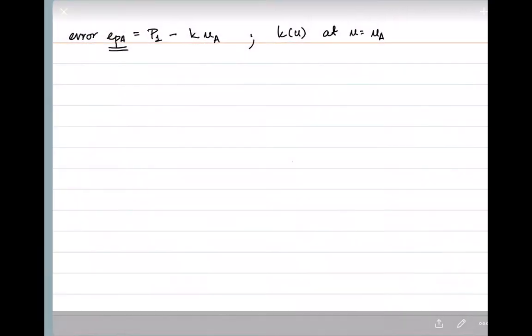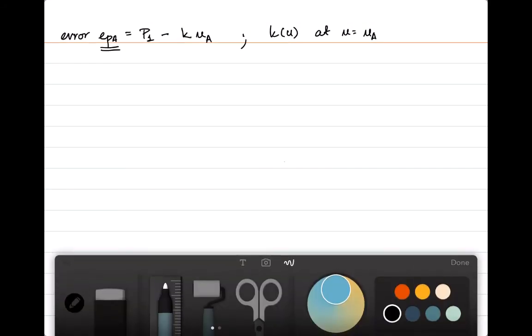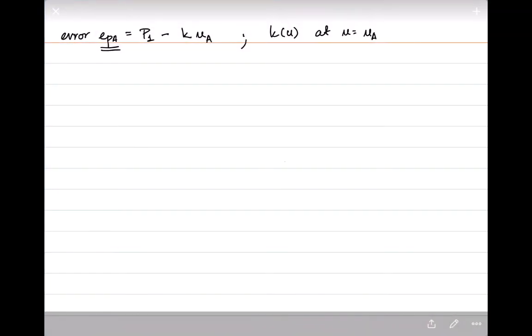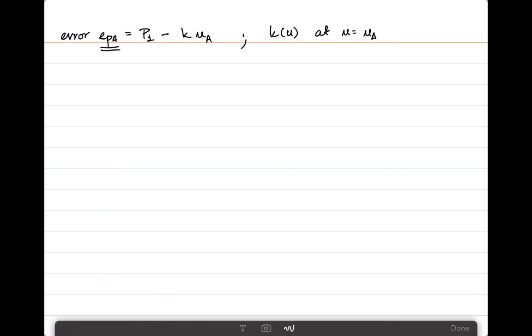Now let's write some equations down to make this clear as well. Now we did everything up to the error EPA, which is given here in this graph. And while we were calculating EPA, and we found out the new tangent stiffness after EPA, it would be the KTA. I would write it like that then. KTA delta U would be equal to the error. That is what we did.